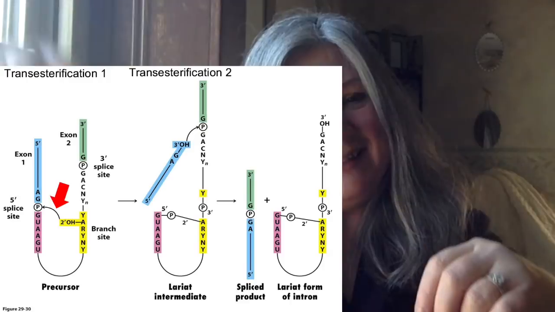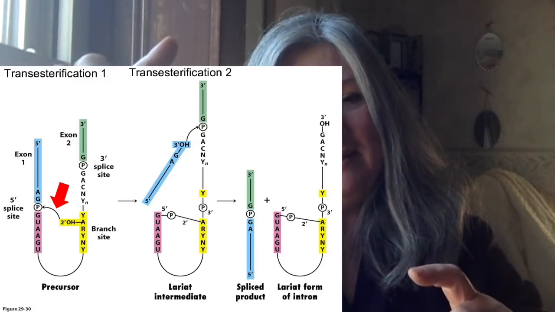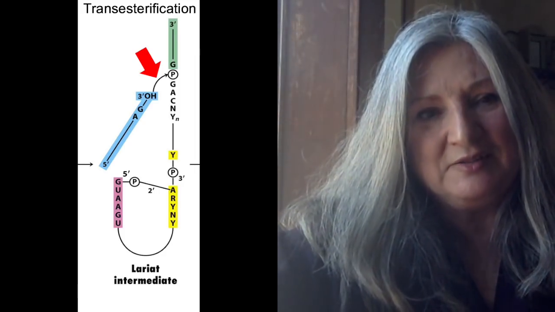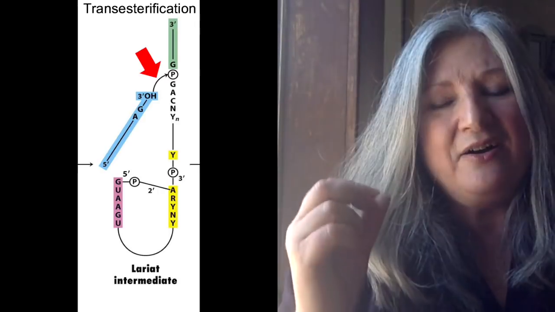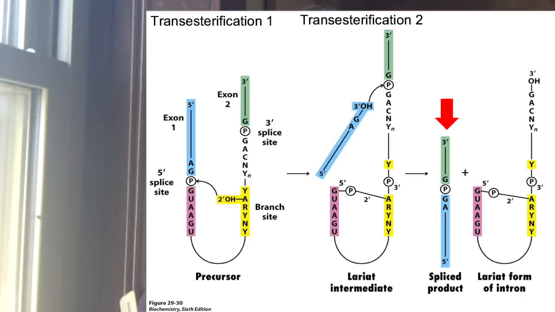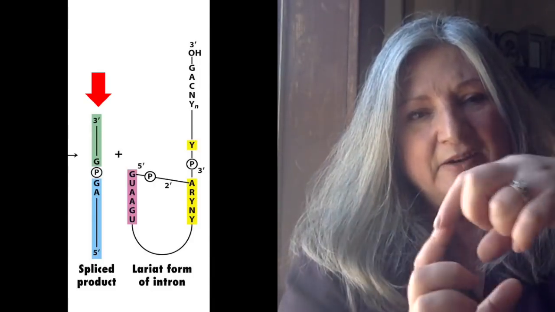So what this does is it actually frees up that exon number 1 that's shown in blue. Now it has a 3' hydroxyl that can do a little damage. It goes and it makes a nucleophilic attack on the 3' splice site. And what that means is now we have exon 1 and exon 2 spliced together now. And that intermediate, that lariat loop region is out of there.